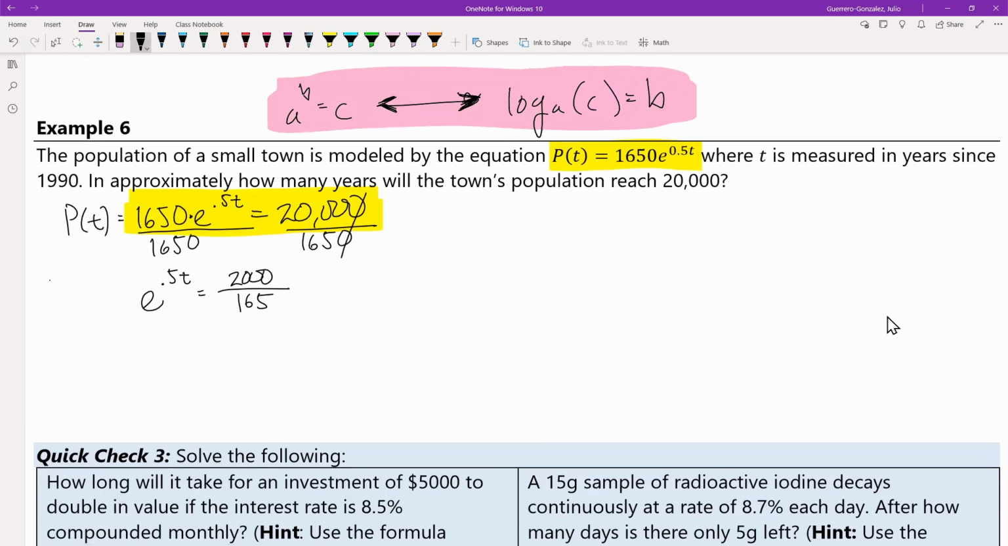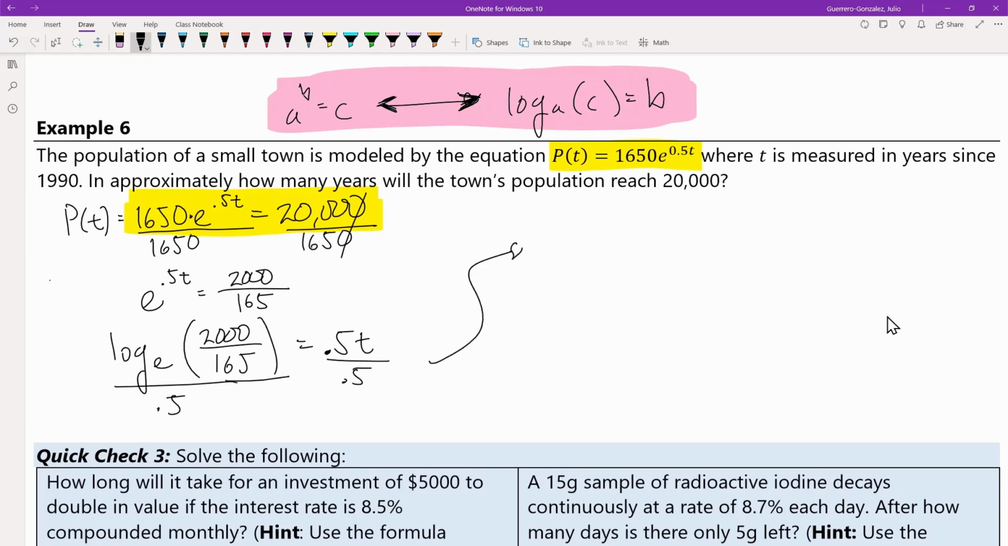So then I should be able to grab this. You take a look at it. It's going to be log base e of 2,000 over 165. That is going to be equal to 0.5t. Okay, I still want t by itself, right? So divide by 0.5, divide by 0.5.